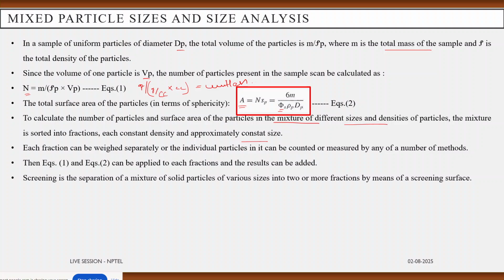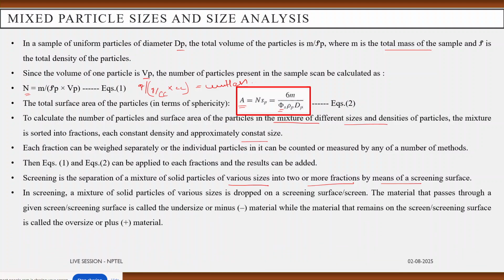So here the main term that comes is screening. We need to do screening so that we can separate our sample particles depending on their size. Screening is the separation of a mixture of solid particles of various sizes into two or more fractions by means of a screening surface.